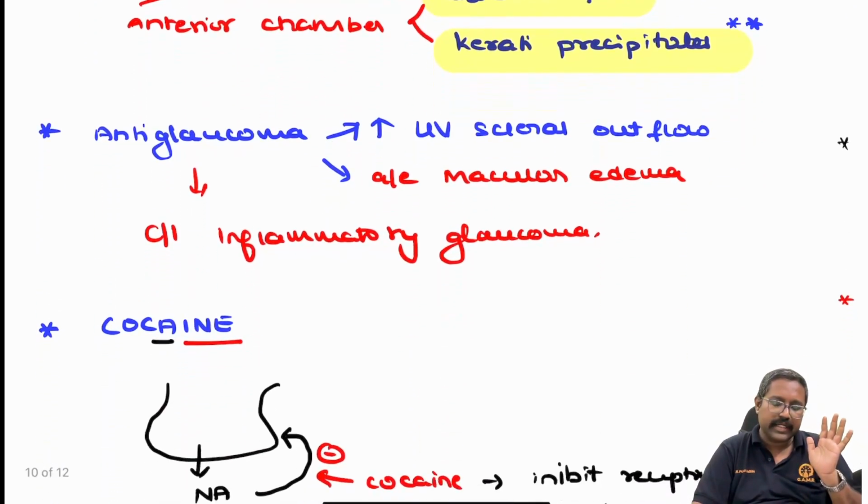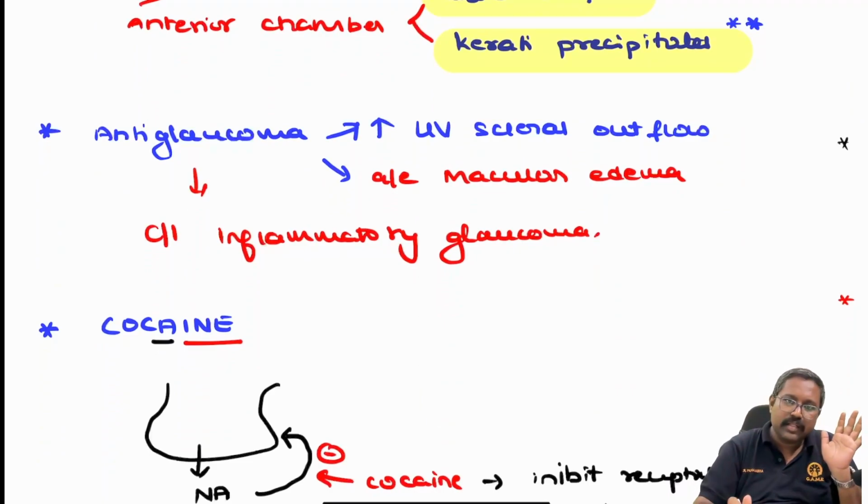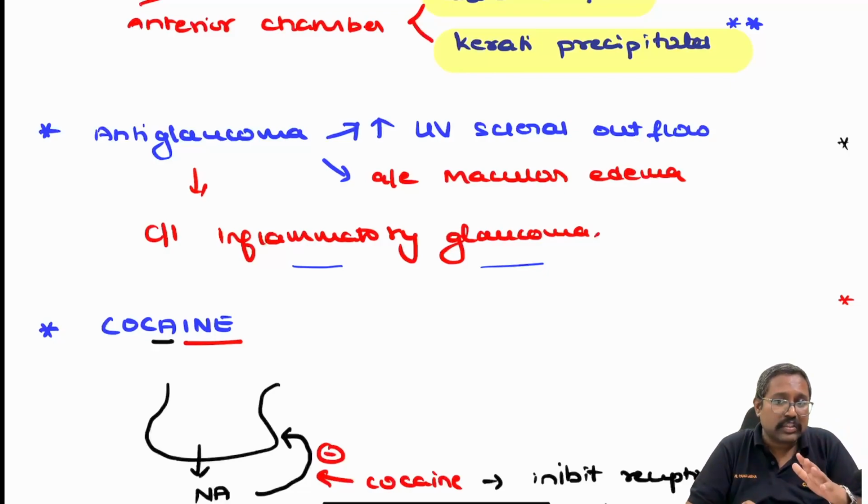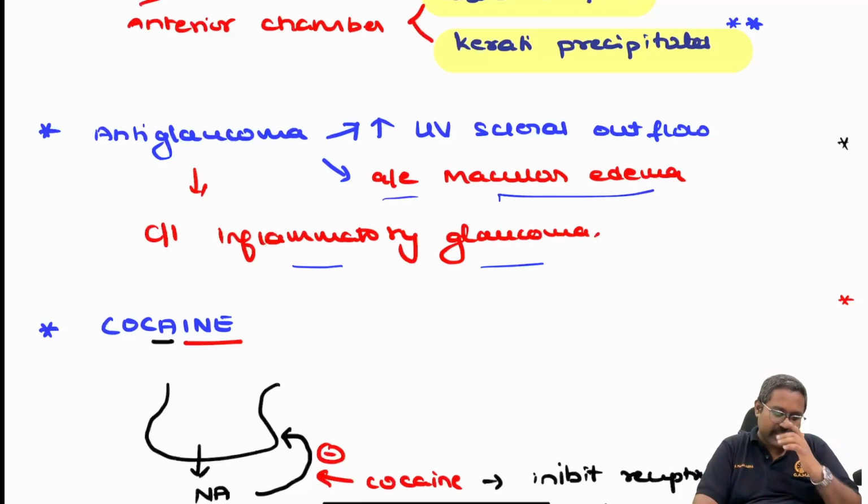In anti-glaucoma therapy, the prostaglandin analogs are contraindicated in inflammatory glaucoma, although they increase uveoscleral outflow. The prostaglandin analogs are the preferred drugs, and latanoprost is the first line drug. An adverse effect is that it can cause macular edema.